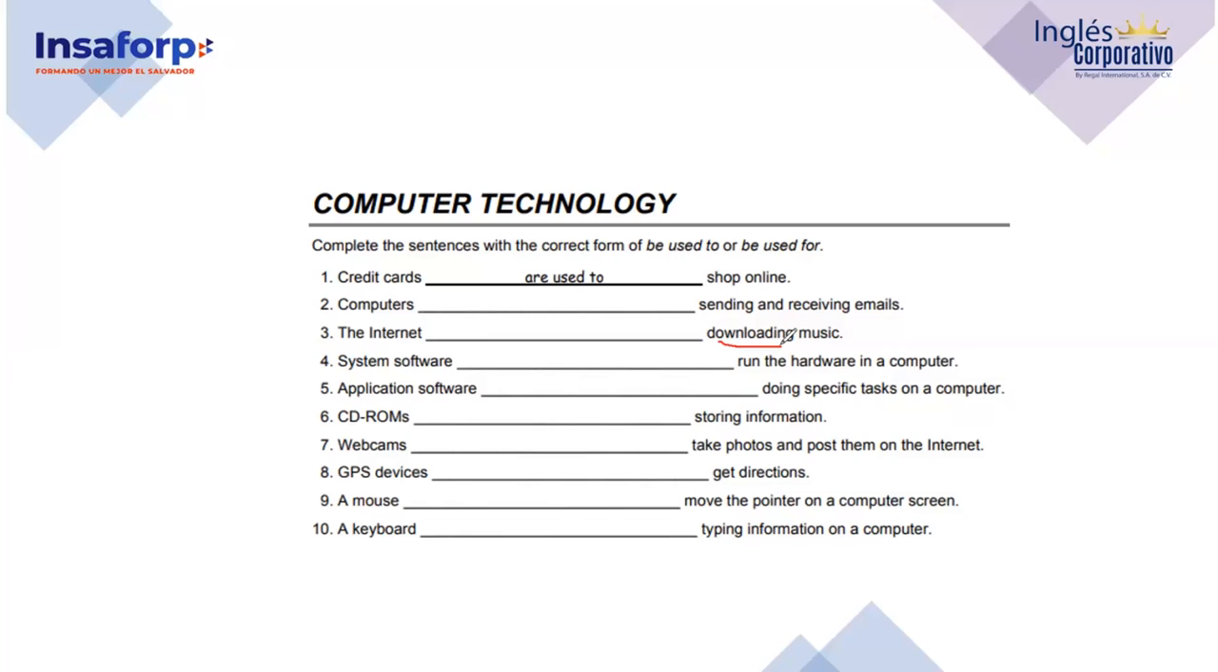Don't confuse me. No, don't worry. What's happening, teacher? Lily? Is used for downloading music. It's used. One more try. Okay. Please do it one more time. The internet is used for downloading music. Thank you.